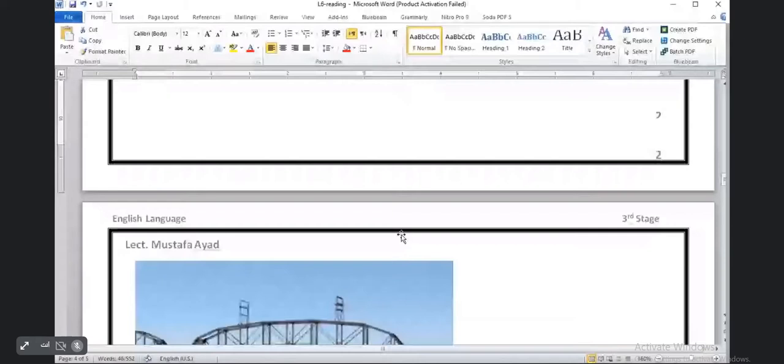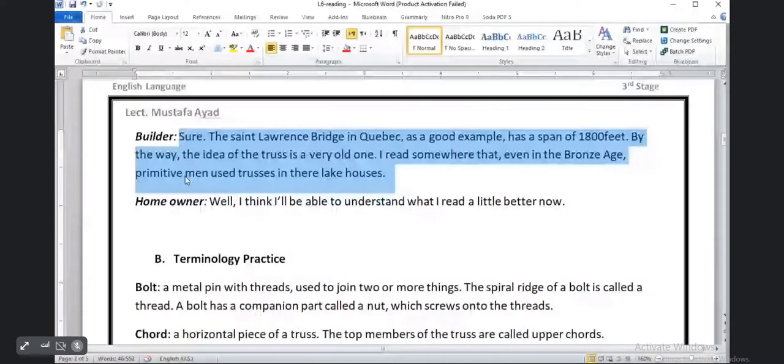I read somewhere that they used trusses in their lake houses. So the idea of the truss is very old, even in the Bronze Age, in ancient times. Primitive men used the trusses in their houses. So trusses are very, very old in history. Okay, students? If someone asks you whether trusses are a new type of structure or an old one, tell them they are very old, even since the Bronze Age. So that's the end of the conversation.